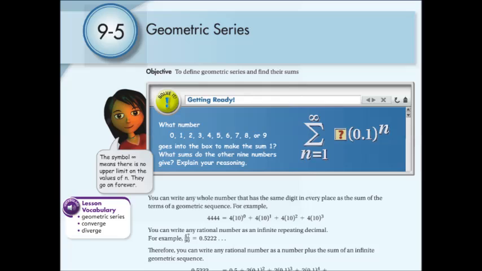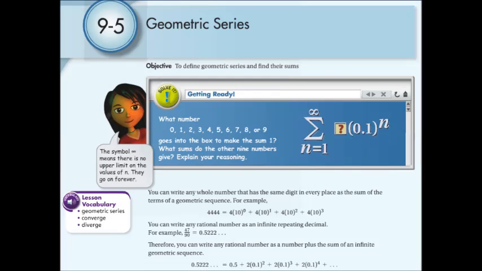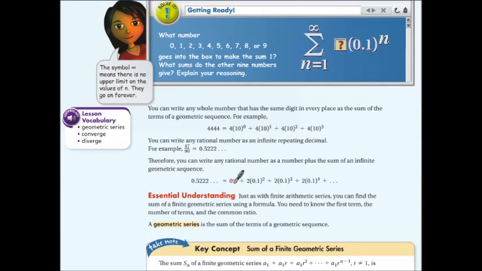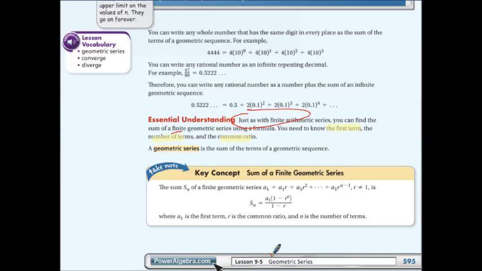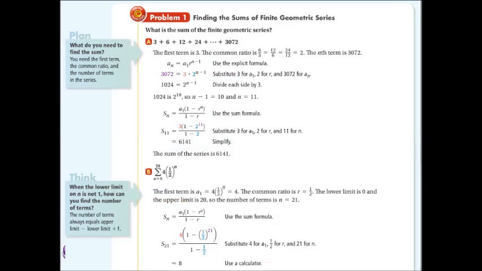Here are the 9-5 notes. 9-5 is geometric series. So just like we did arithmetic sequences and series, this is geometric sequences and series, and so the concept is very similar. Just like with finite arithmetic series, we can find the sum of a finite geometric series using a formula. You'll need to know the first term, the number of terms, and the common ratio. Very similar to what we did with arithmetic, just geometric. Here's the formula, which is also on the formula sheet that I gave you. So that part is sort of taken care of for you.